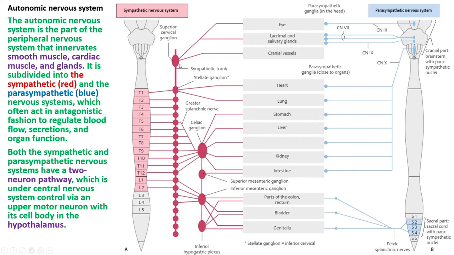So remember, those parallel to the vertebral column are called paravertebral ganglia, where the preganglionic fiber synapses with the postganglionic. And along the large vessels, for example the celiac trunk, the superior and inferior mesenteric arteries, and the aorticorenal arteries, are the prevertebral ganglia, where the preganglionic or first neuron synapses with the second neuron.